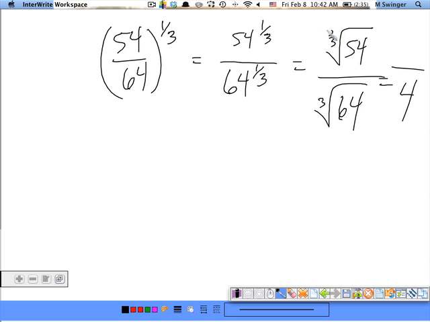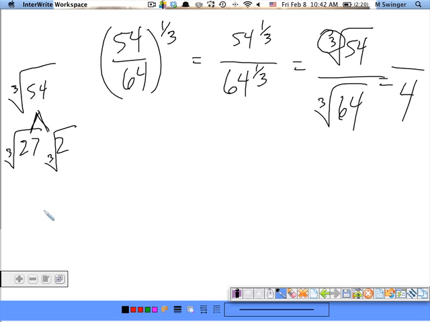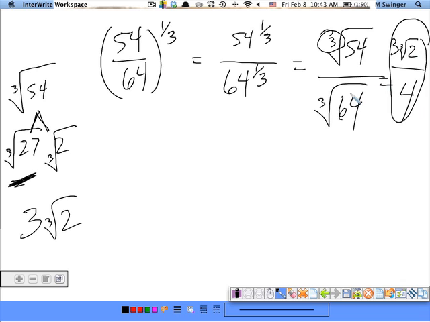Up top, you do it off to the side, right? What are some cubes within 54? 27. 27 is a cube within 54. 27 and 2. This is how you break them up. So the cube root of 54 is the same as the cube root of 27 times the cube root of 2. Cube root of 27 is 3, because it's a cube. So 3 cube roots of 2 on top. Okay? Good with that?